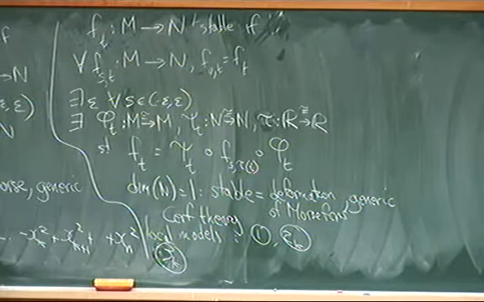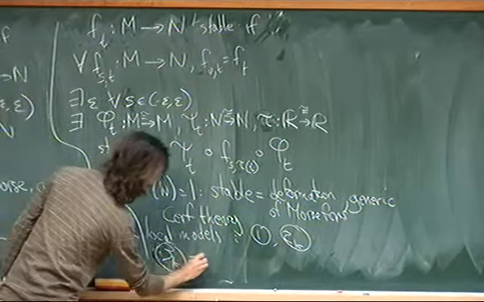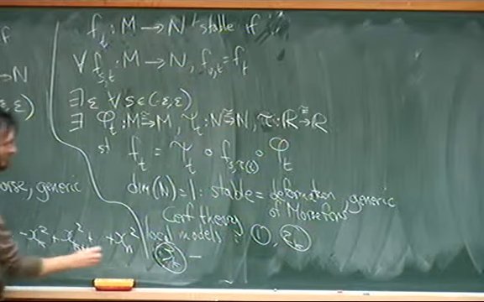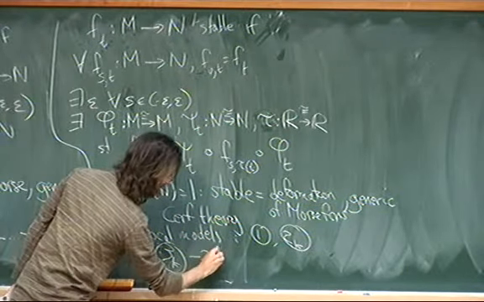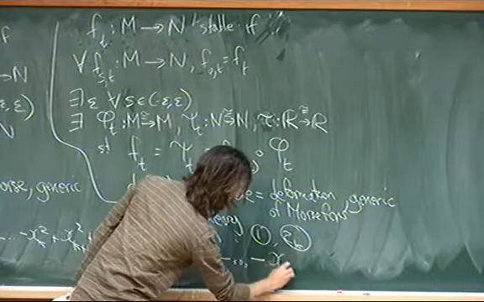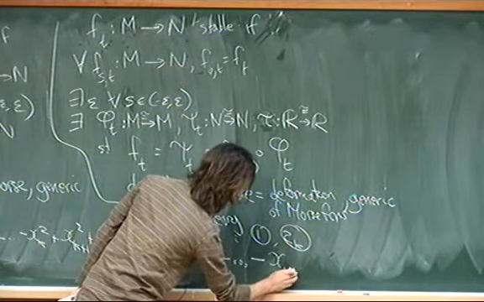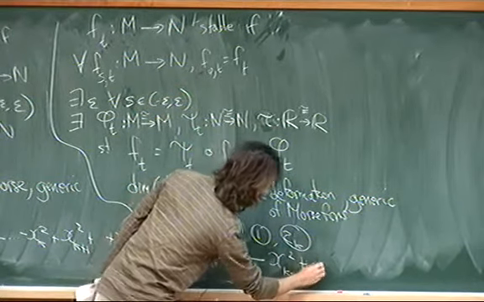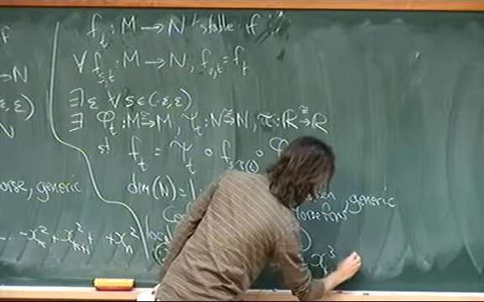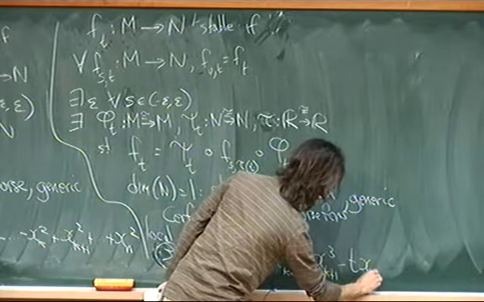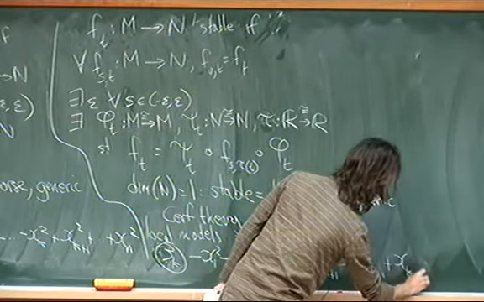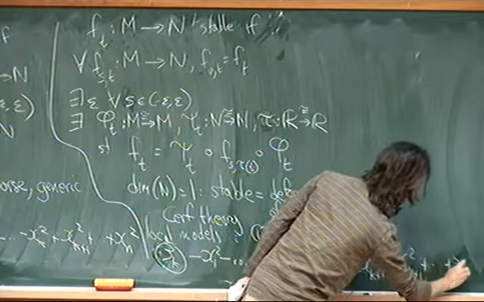And it looks like this, minus x1 squared. I'll just write down what the right-hand side of the function is. So it's minus x1 squared minus dot dot dot minus x_{k-1} squared, x_k squared. And then we have a cubic, x_{k+1} cubed minus t x_{k+1}. And then we have plus x_{k+2} squared up to x_n squared.